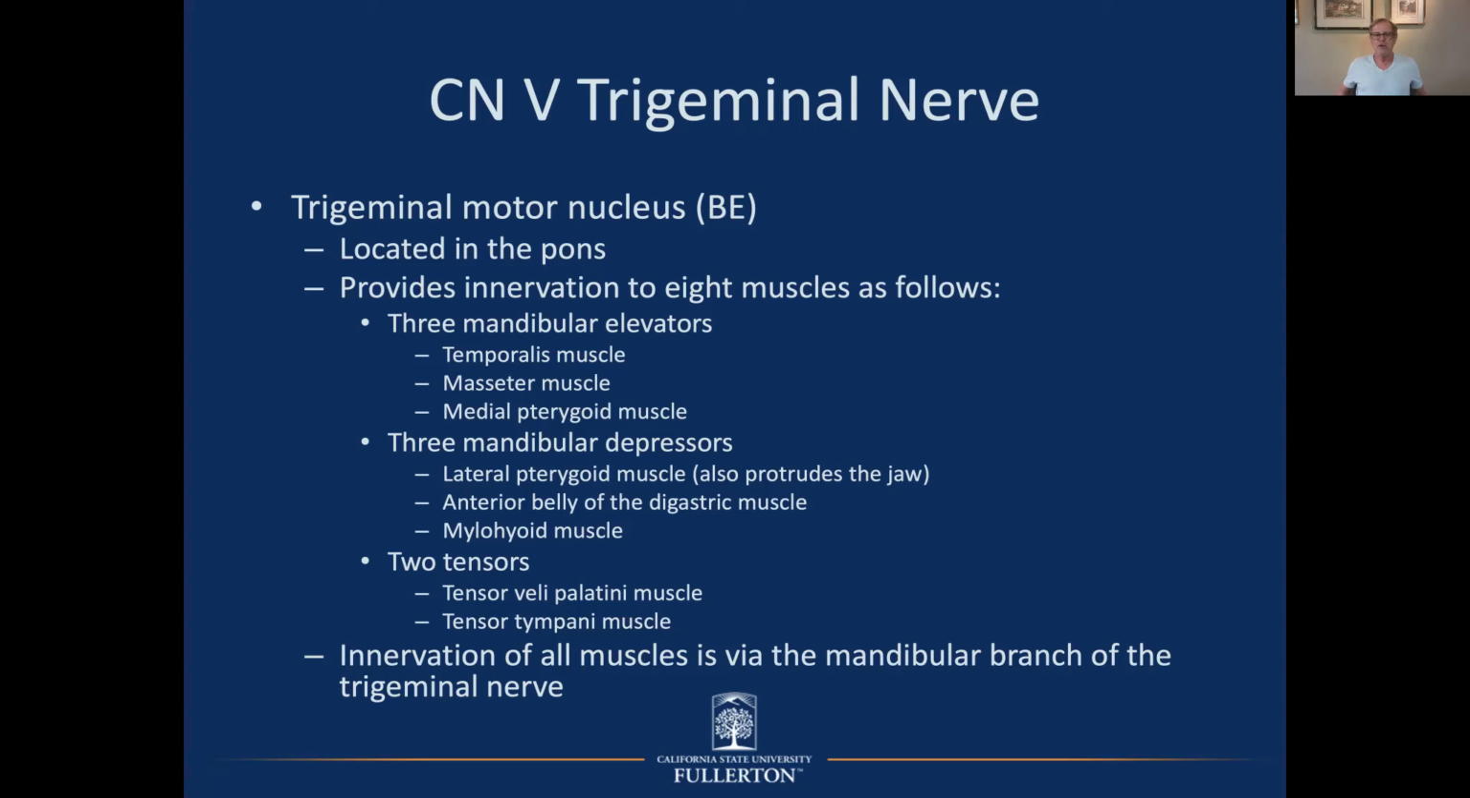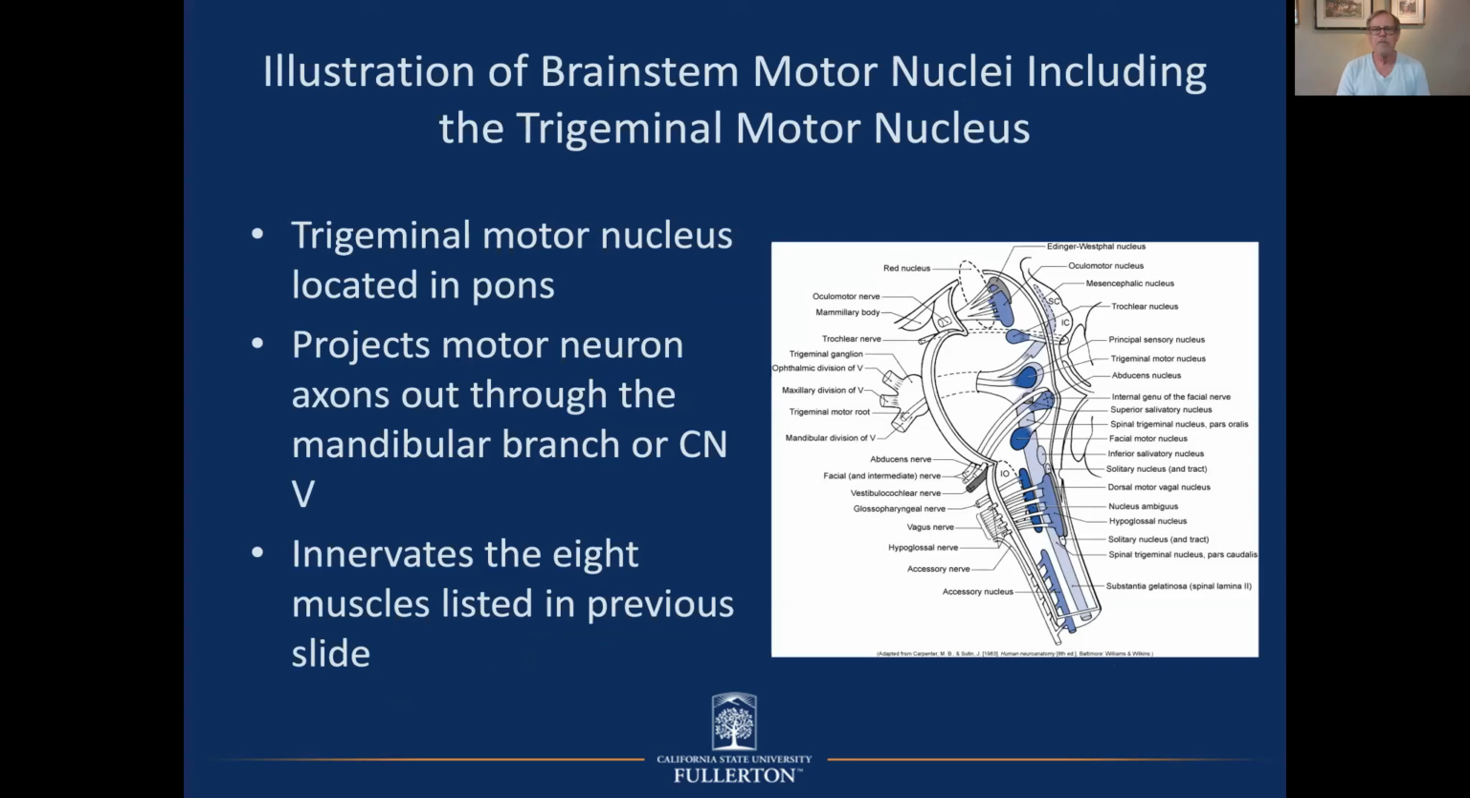Now, remember the innervation of all of the muscles that we're talking about here is by way of the mandibular division of the trigeminal nerve. In other words, the other 2 divisions, the ophthalmic and the maxillary, don't have any branchial efferent neurons in them at all. All right, now let's look at the nucleus that we're talking about at this point, and that is the trigeminal motor nucleus. And here it is in the pons. It's right next to the chief sensory nucleus. And they're trying to illustrate here that the axons project out through the mandibular division. And they go to those 8 muscles.